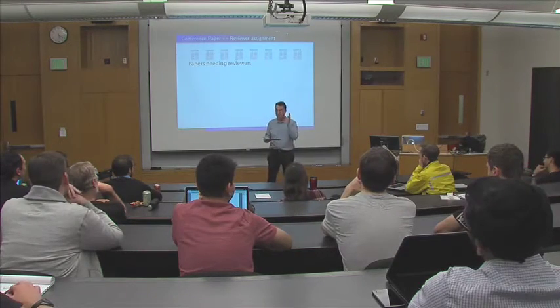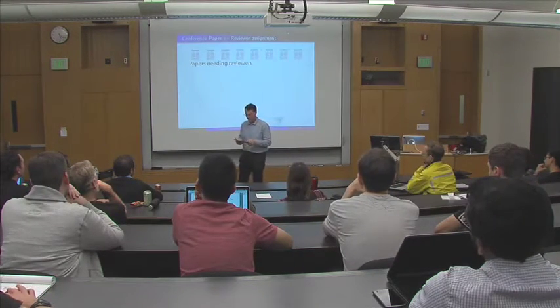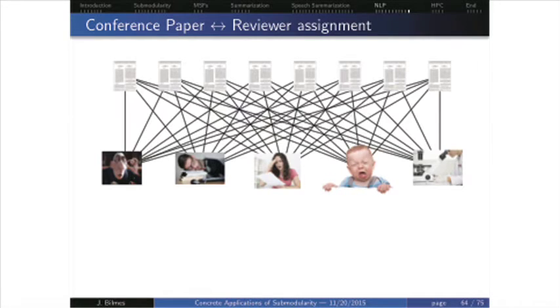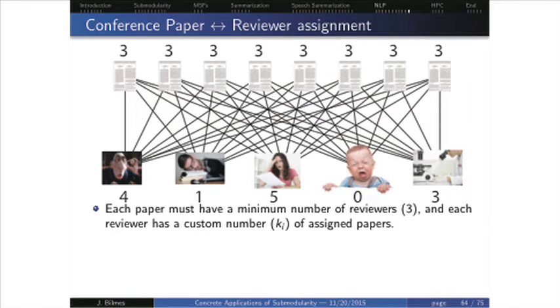So you have essentially a set of papers that need reviews in a conference, and you have a bunch of reviewers. Now, what you want to do is match these papers to reviewers. You might set it up initially as a bipartite graph where potentially every paper could be assigned to every reviewer. But now, you want to make sure that every paper has at least 3 reviewers, or maybe exactly 3 reviewers.